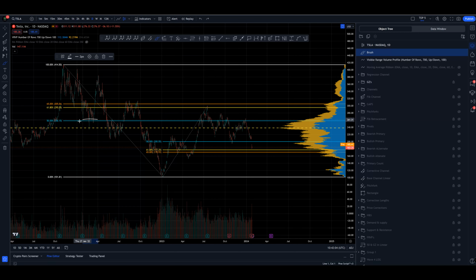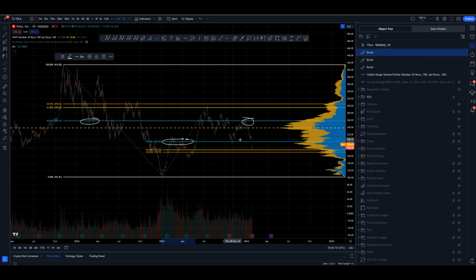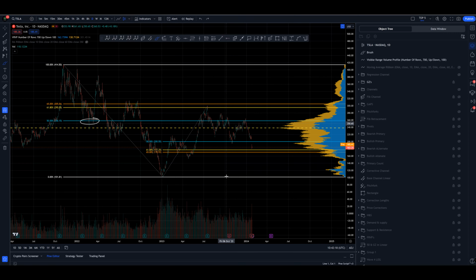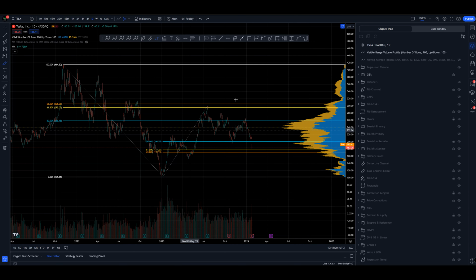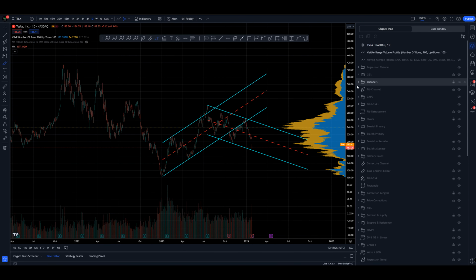You can see the 50 interacting here, we can see it interacting here, we can see this 50 interacting here, and then we can see the golden zone here as well, and then potentially here. So just moving between these levels is very common. These are the most typical retracements. Next thing I want to look at are a couple of simple channels.